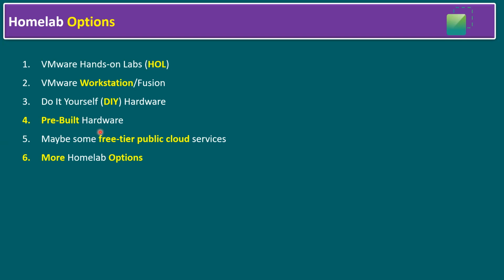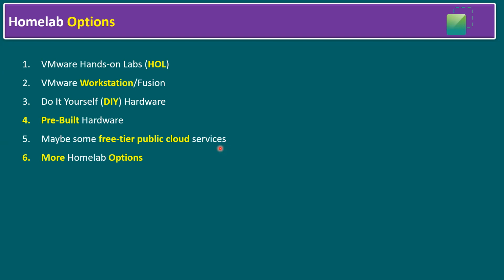That one also you can use. And the fifth point is maybe some free tier public cloud services, even public cloud: Amazon, Azure, and even Google Cloud, Oracle Cloud, IBM Cloud. Even within a cloud level also, we have a free-tier option. Once you create an account, you can explore all your public cloud knowledge.